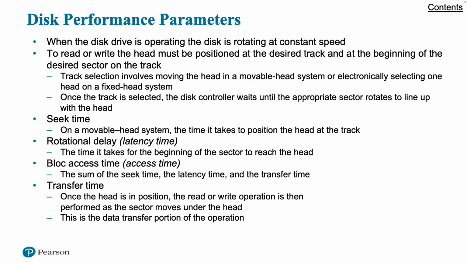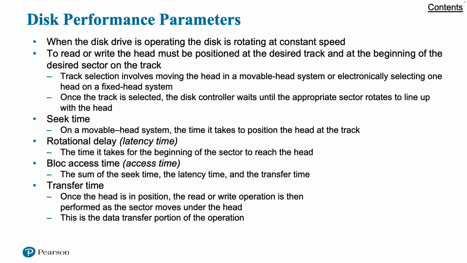When the disk drive is operating, the disk is rotating at constant speed. To read or write, the head must be positioned at the desired track and at the beginning of the desired sector on that track. Track selection involves moving the head in a movable head system or electronically selecting one head on a fixed head system. On a movable head system, the time it takes to position the head at the track is known as the seek time, TS. And so we're setting up all these different parameters that will be needed when we start to be looking at different types of time.